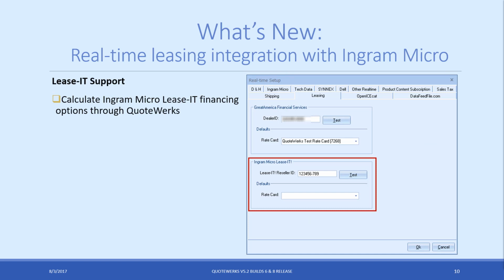And like we talked about in the introduction, being able to calculate your Ingram Micro financing options through QuoteWerks, that's going to be available now. You're just going to have to reach out to your Ingram Micro rep to get your reseller ID. You'll see here in the screenshot, this is basically where you'll put that information in your real-time setup. So very easy to do, very easy to set up, so you'll have that information available.